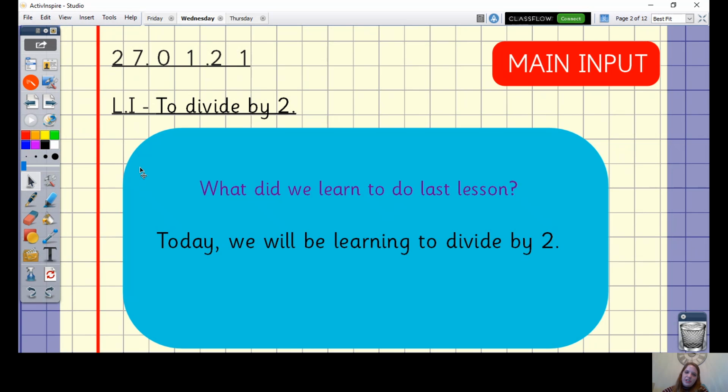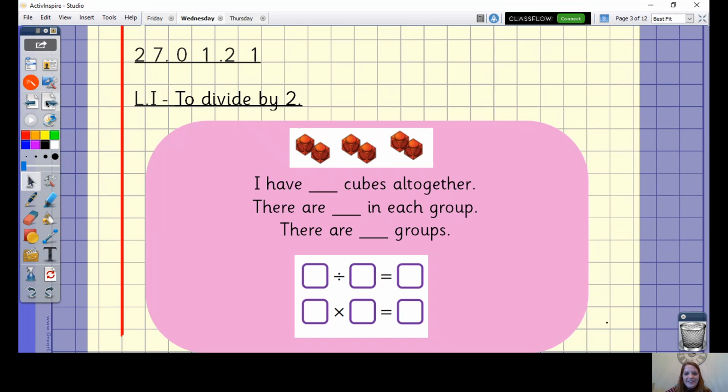Okay, so we've had a little chat about what we learned to do last lesson and on Monday. So today we're going to be beginning to learn to divide by 2. Okay, so here we are, starting off with our first picture. We've got some cubes in our picture, and they've been put into groups already. Three sentences for us to get going with. I have blank cubes all together. There are blank in each group. There are blank groups. Okay, so I want you to have a go at completing those sentences.